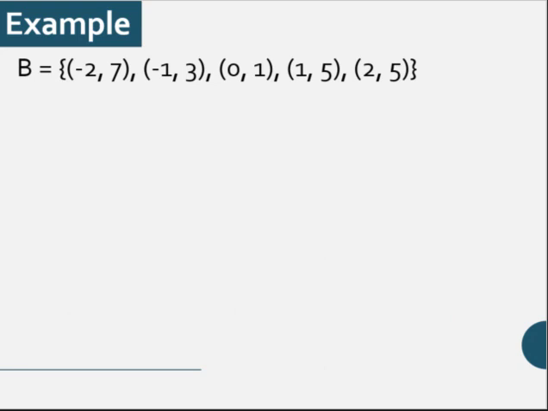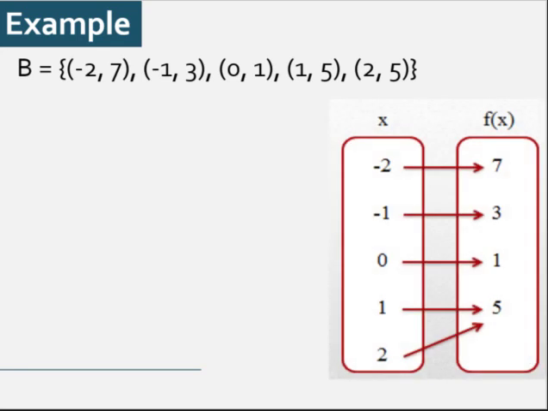Suppose we have set B with the following elements: (-2, 7), (-1, 3), (0, 1), (1, 5), and (2, 5). Here is the graphical representation. Titingnan lang natin yung first element. Dapat walang nauulit dun sa first element. Dun sa ating set of ordered pairs, makikita natin negative 2, negative 1, 0, 1, and 2. So walang nauulit dun sa first element. Therefore, set B is a function.